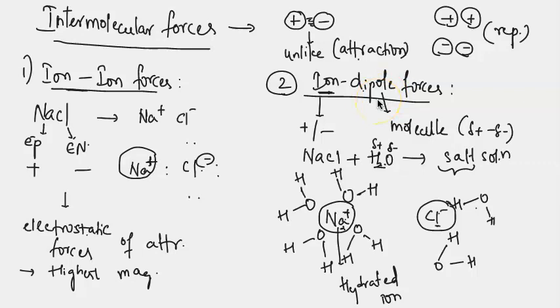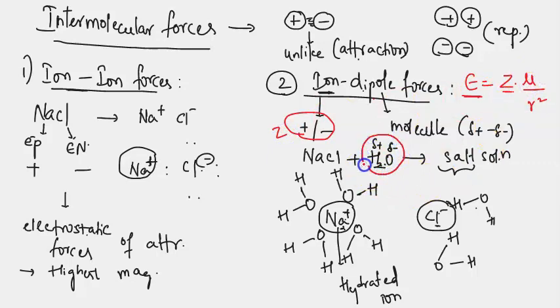Now the magnitude of these ion-dipole forces is said to be equal to Z times mu divided by R squared. That means the magnitude of ion-dipole forces is proportional to Z. What is Z? Z is the charge on the ion. It can be positive or negative. This is said to be Z. Mu is the dipole moment of the molecule.